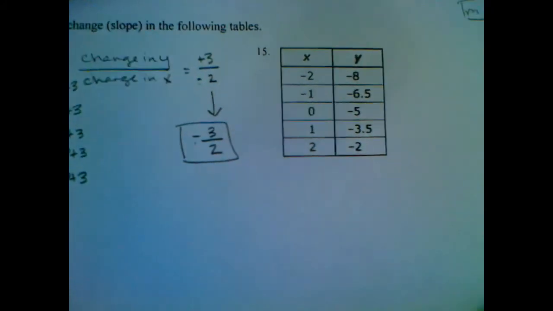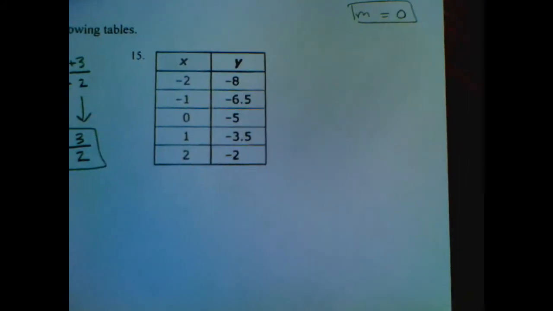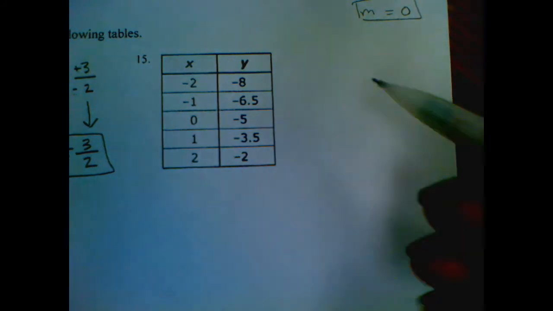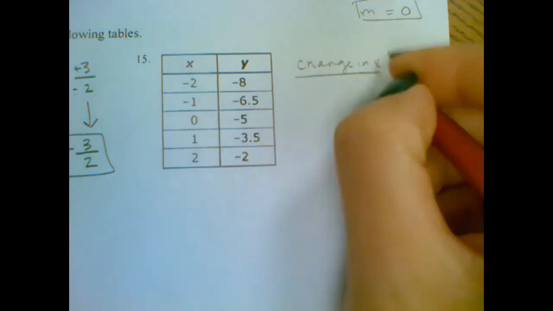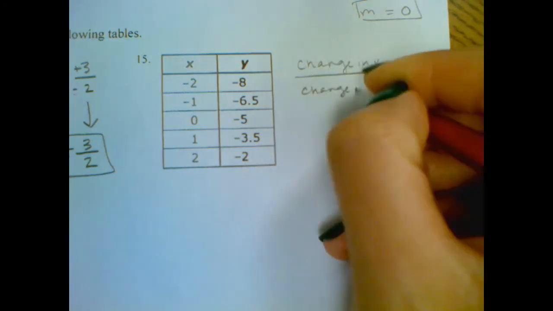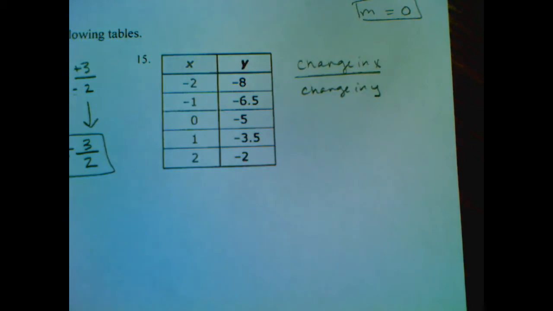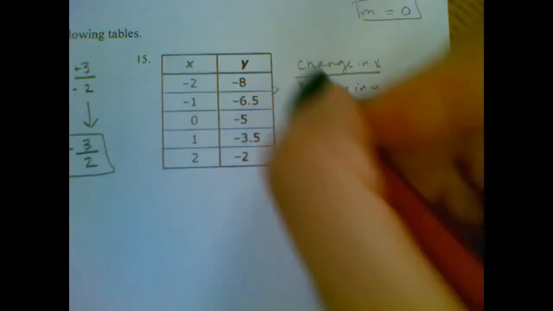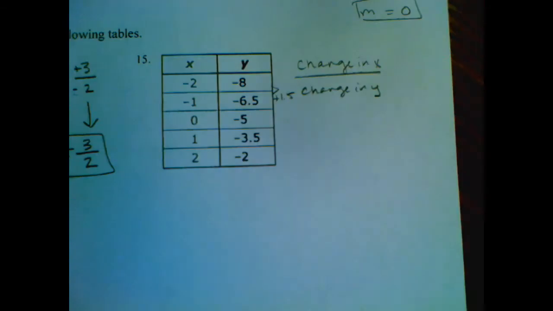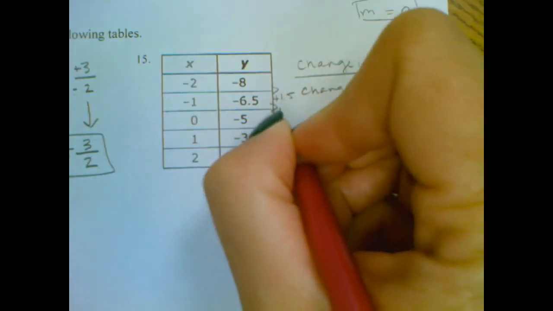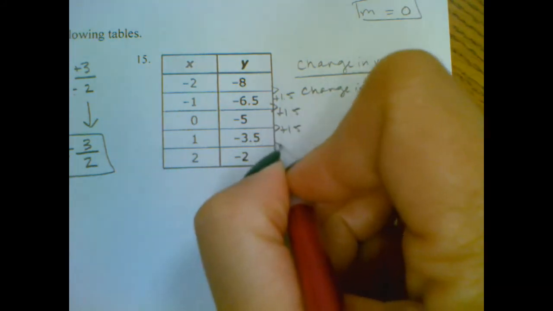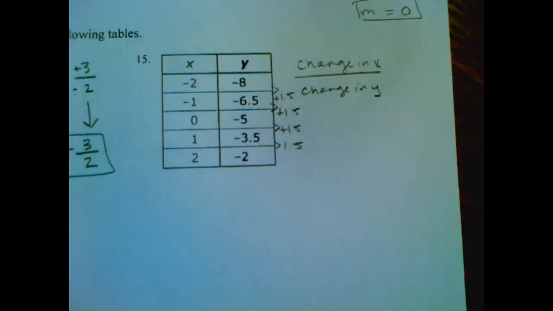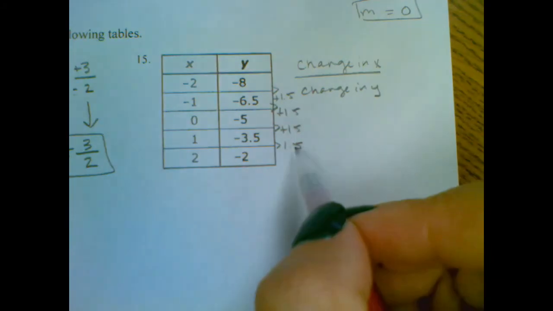Let's take a look at 15. Okay, so same thing. Let's do the change in y over the change in x. So to get from negative 8 to negative 6.5, I would add 1.5. Same thing here. Add 1.5. Add 1.5. Add 1.5. Okay, so that's consistent.